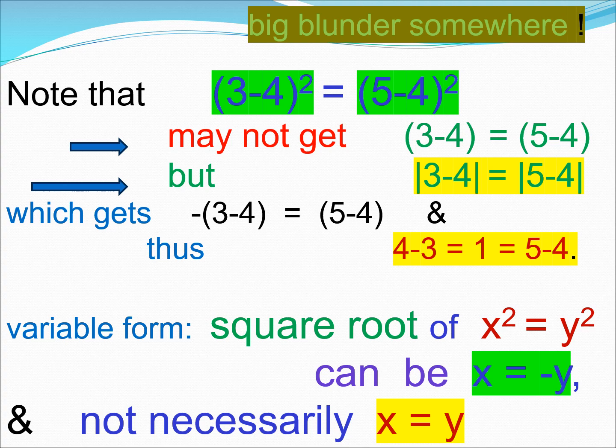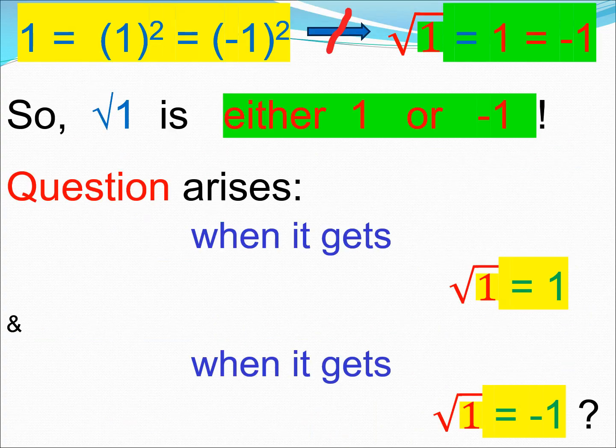In the case of variable form, the square root of x square and y square being equal may not give x is equal to y. It may be x is equal to minus y. So in the expression 1 as 1 square and minus 1 square, if we could apply a square root, we will get square root 1 is equal to 1 equal to minus 1, which is a contradiction. So either square root 1 can be 1 or it can be minus 1. Now the question arises when the square root 1 is 1 and when it is minus 1.